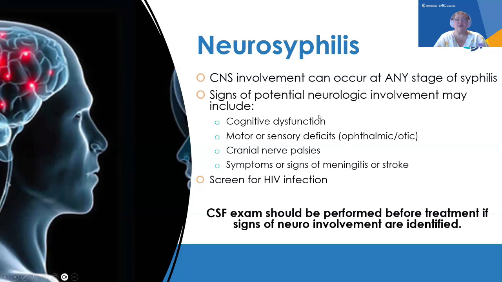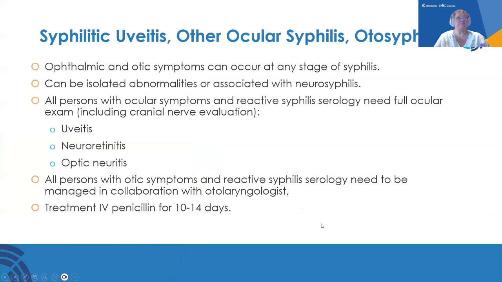So, signs and symptoms may include cognitive dysfunction, motor or sensory deficits, especially with the eyes or the ears, and cranial nerve palsies. It could mimic Bell's palsy, and signs and symptoms of meningitis or stroke. Make sure you do a CSF exam before treatment, and if there are any signs of neurological involvement, the IM penicillin in the hip is not going to work for them. We need to get them with the proper provider that can diagnose and treat through the IV.